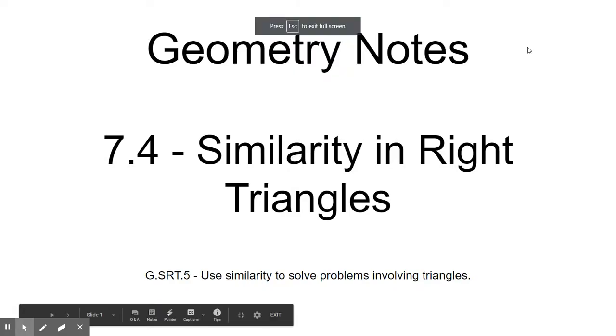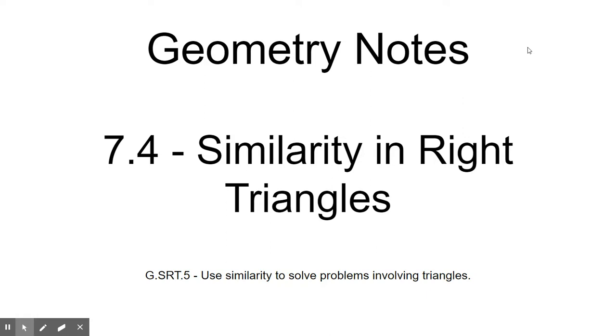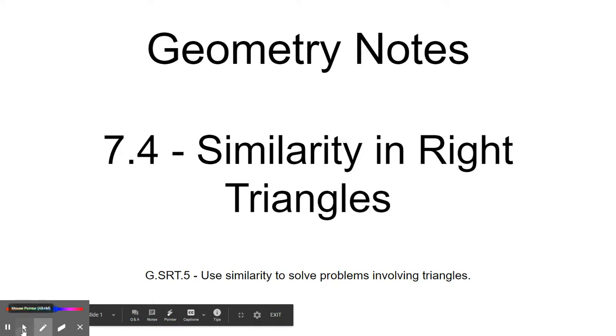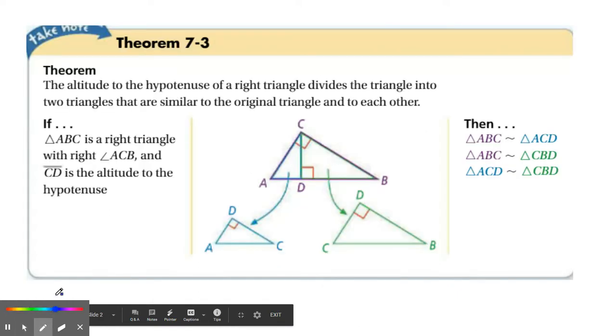All right, geometry. So the last section on similarity has to do with right triangles. And this is kind of a good segue because the next chapter, chapter 8, is about right triangles. So, like I said, a good way to bridge the gap between the two chapters. Okay, so what we're talking about here is this specific idea.